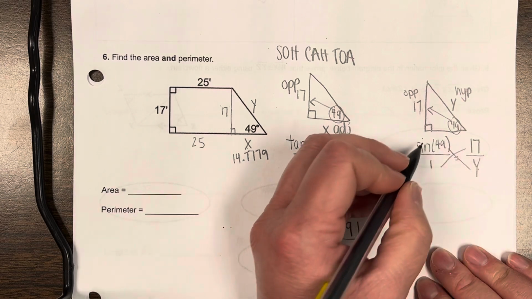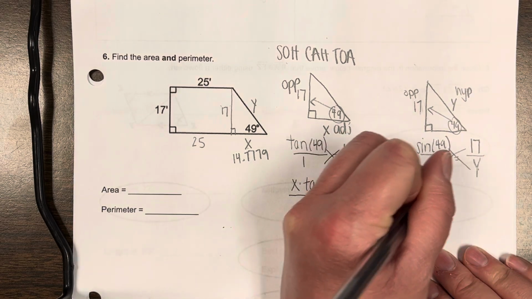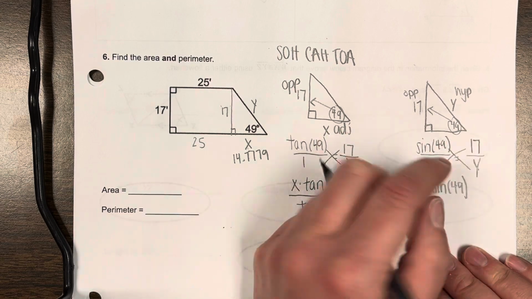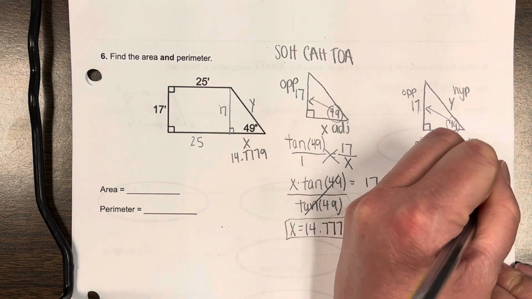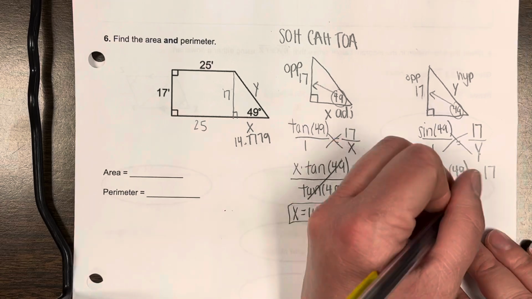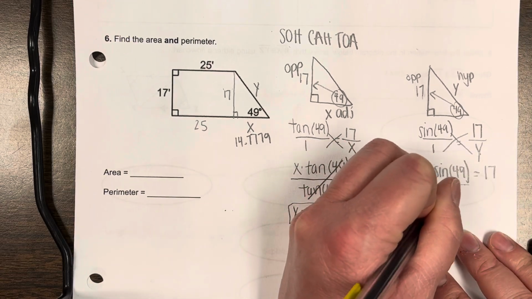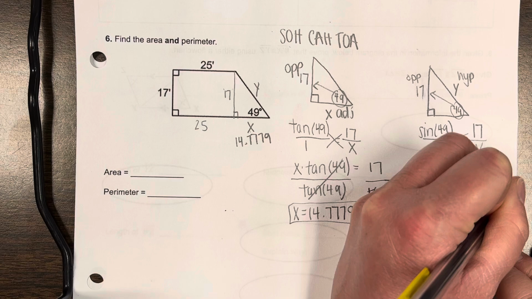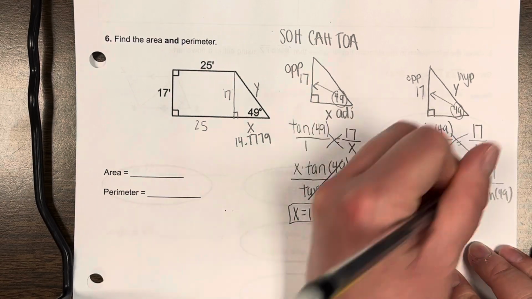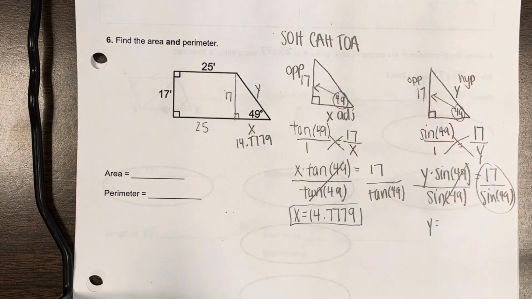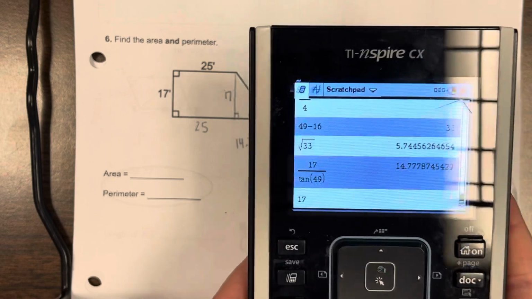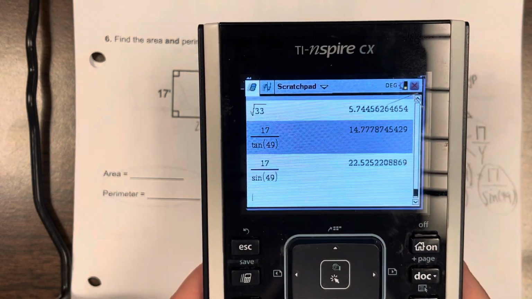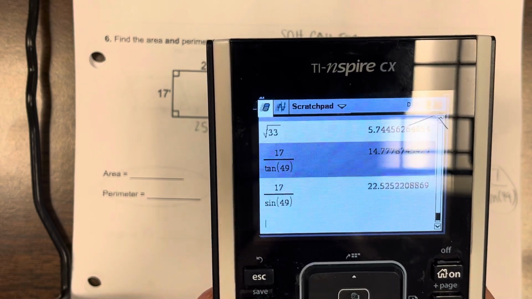So I'm going to cross multiply y times sine of 49. You could also write it as the other way first, 17 times 1, and then equals 17 times 1. So to get y alone, I'm going to divide both sides by sine of 49. So I'm doing a lot of dividing today. So these cancel out, and I get y equals 17 divided by sine of 49. So that's 22.5252.